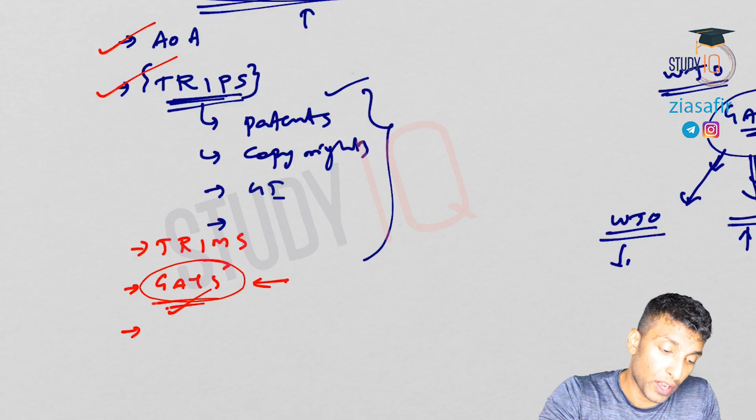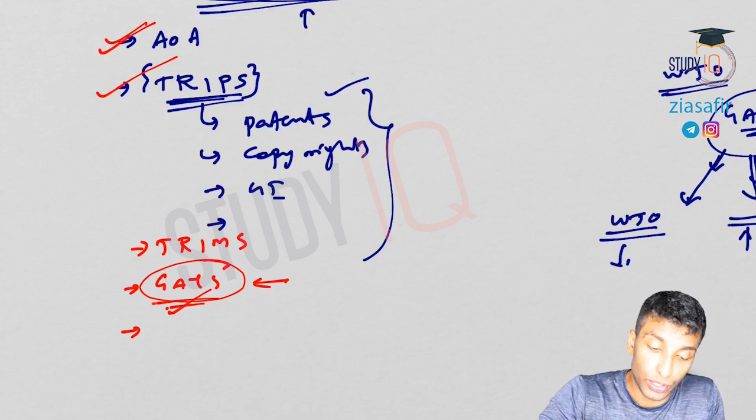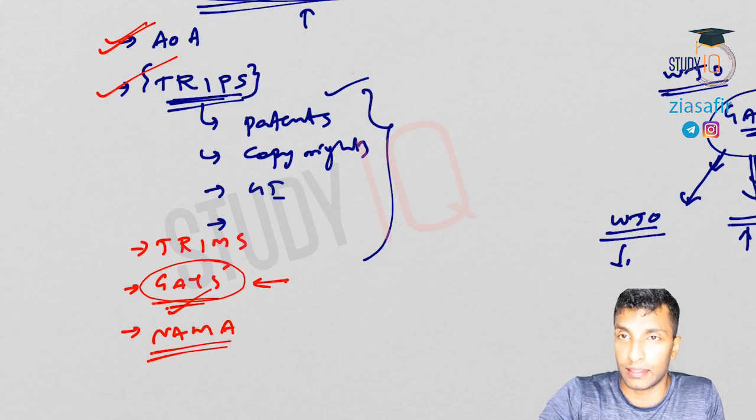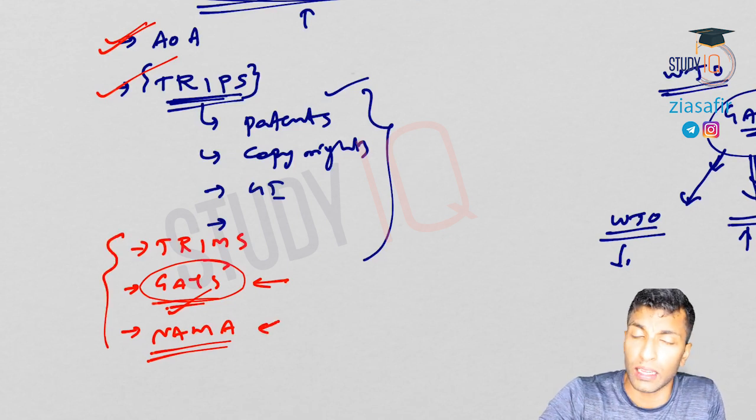Then finally, we have covered agriculture here. Non-agriculture is left out, right? Non-agricultural products. So that is NAMA, non-agricultural market access, like petroleum products, etc. So that also we will discuss. So these 3 we will cover today itself.